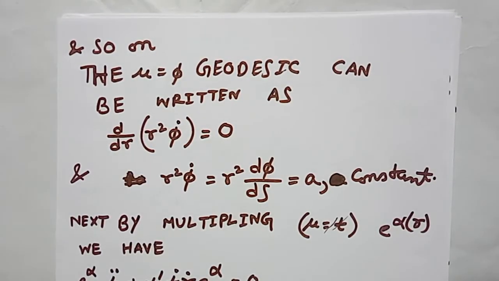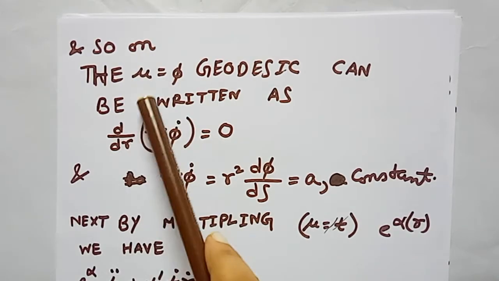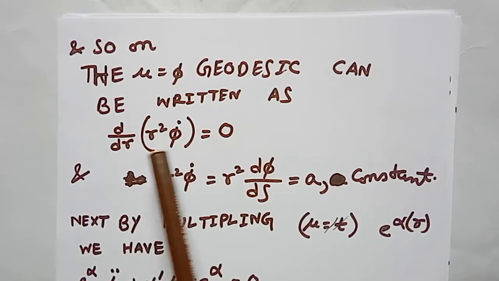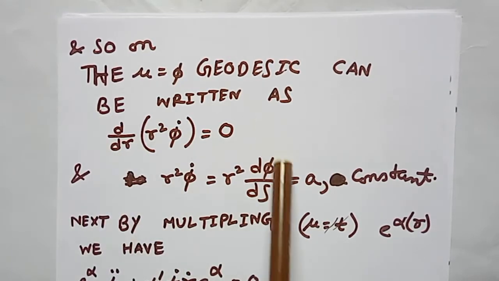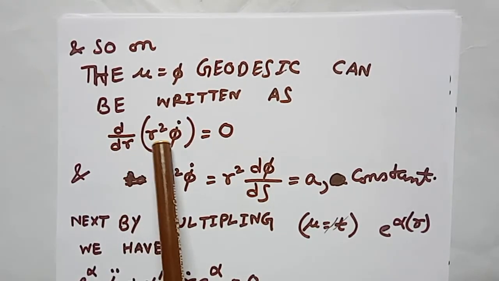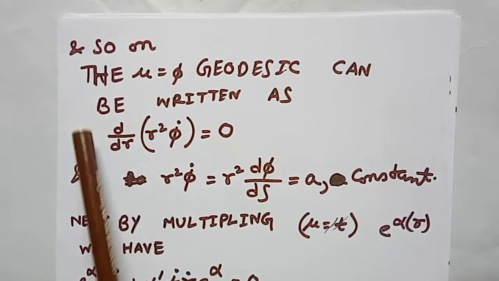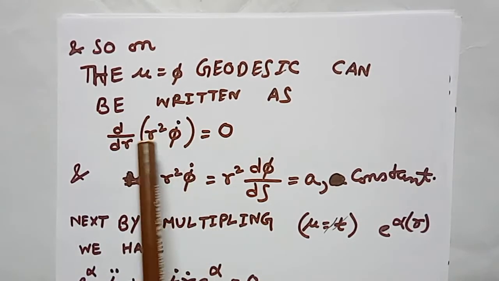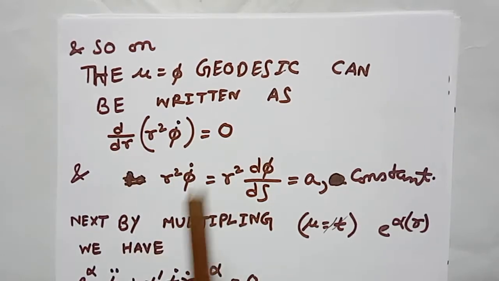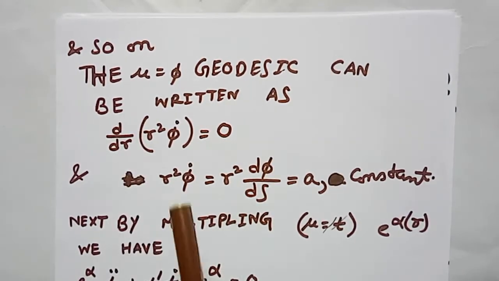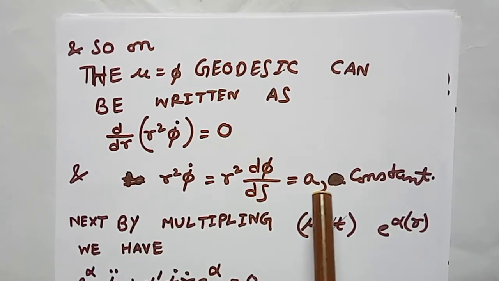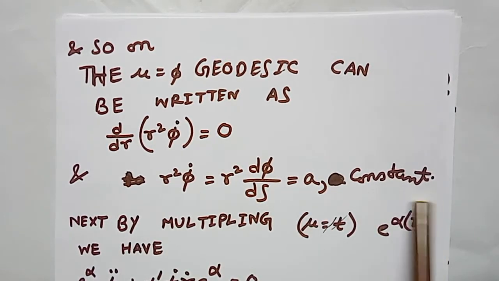Now, show that the geodesic can be written in the form mu equal to phi. We have the equation d/ds of r squared phi dot, the whole term inside the derivative. Now, r squared phi dot equals r squared d phi/ds equals a, where a is a constant, an integral constant. We know that.